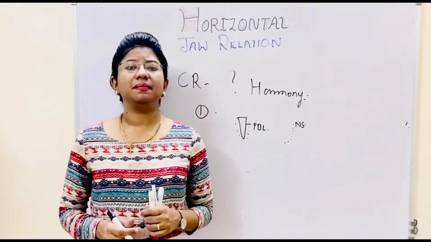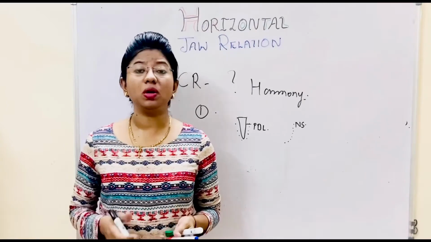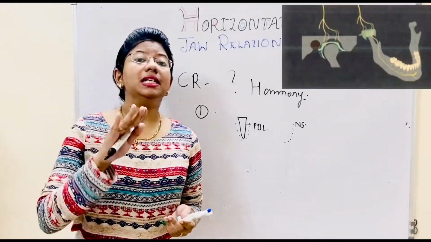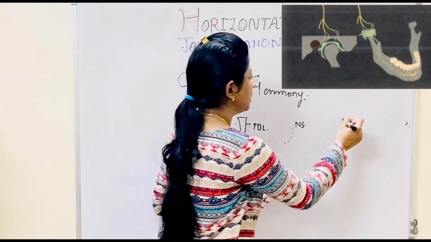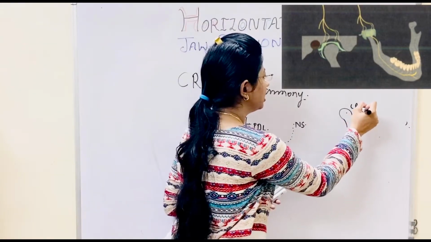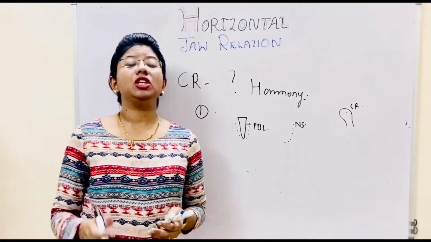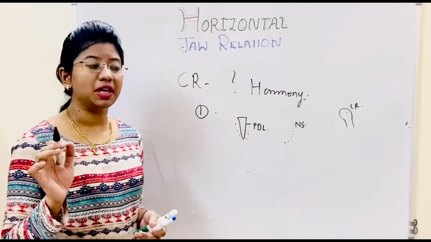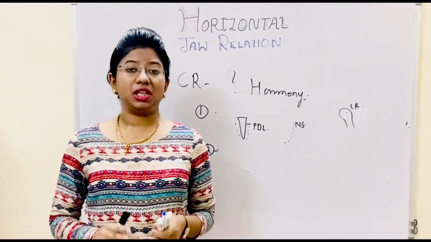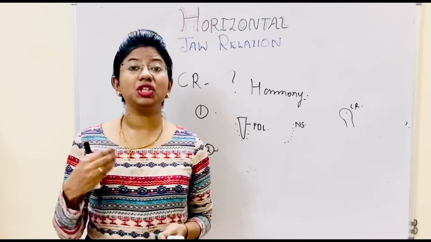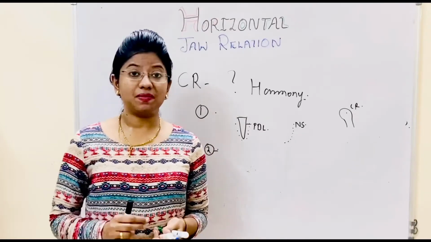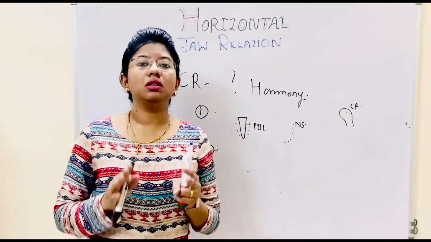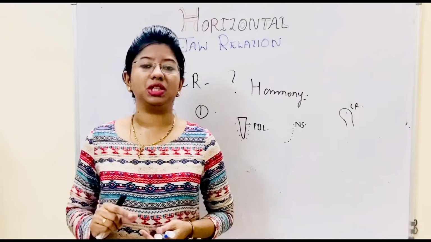But this mechanism is absent in edentulous patients because they don't have the teeth, they don't have the PDL. So how is proprioception there? It is by this centric relation. In the temporomandibular joint, this centric relation acts as a proprioceptive center which will guide all the occlusal movements. So proprioception is an important point. In this position, the functional movements like chewing and swallowing are done. That's why this position is important, and hence you need to record the horizontal jaw relation in the centric position.